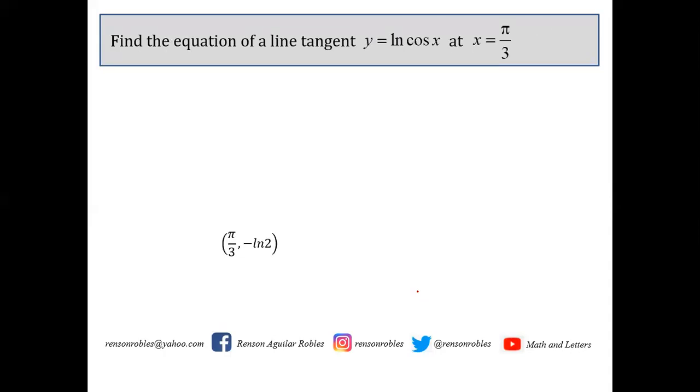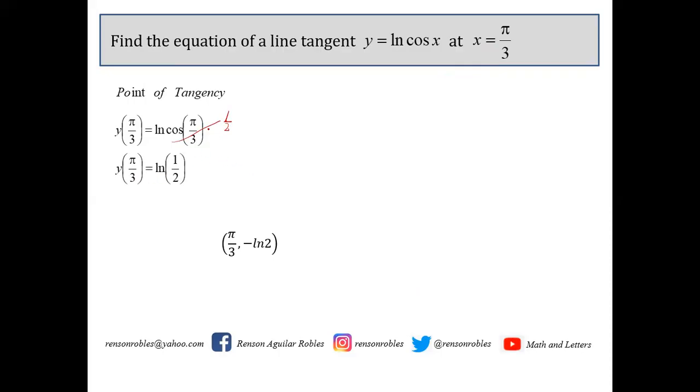Another one, if we wish to find the equation of a line tangent to y equals ln of cosine of x at x equals pi over 3, we first get the point of tangency, and that can be done if we replace x by pi over 3. So we shall have y at pi over 3 equals ln cosine pi over 3, and we know that cosine pi over 3 is equal to 1/2. So we shall have y at pi over 3 equals ln 1/2.